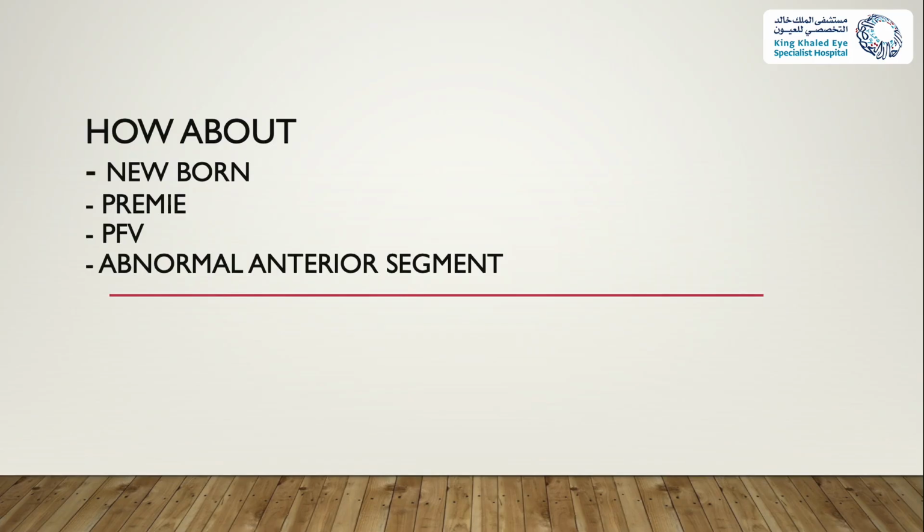What about PFV, persistent fetal vasculature? They often have a microphthalmic eye, smaller than average eye, and we didn't have that in that table. And what about those with anterior segment dysgenesis, where the anterior segment anatomy may be a little bit distorted? So how do you manage those patients? Can you use the Lam recommended numbers to do the surgery to enter the eye?